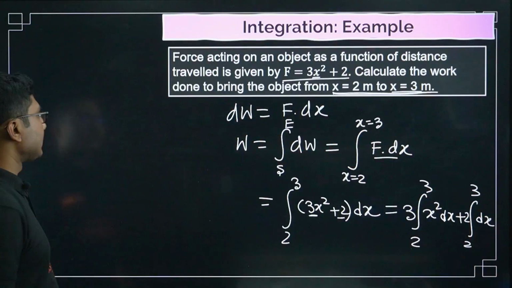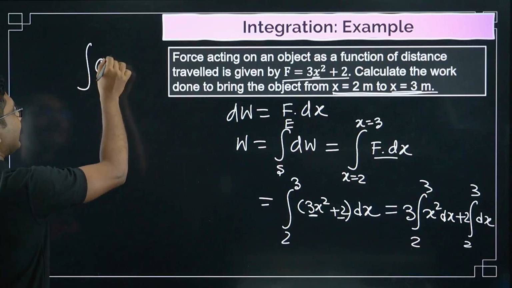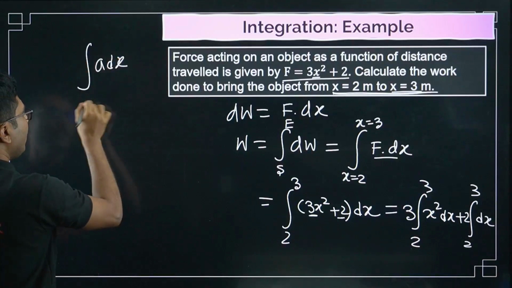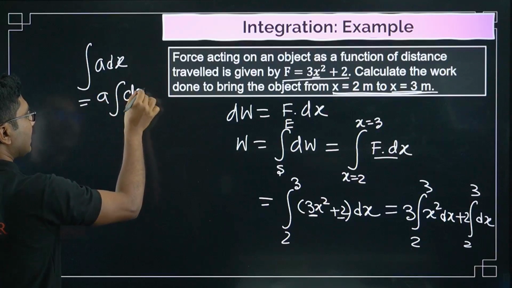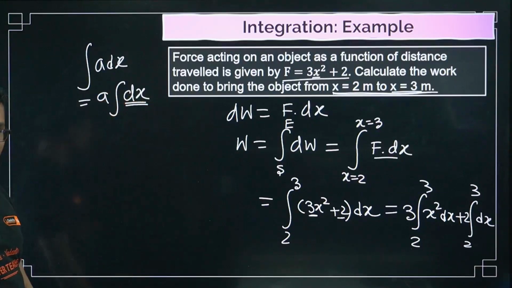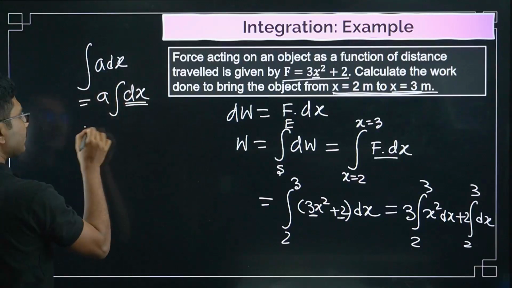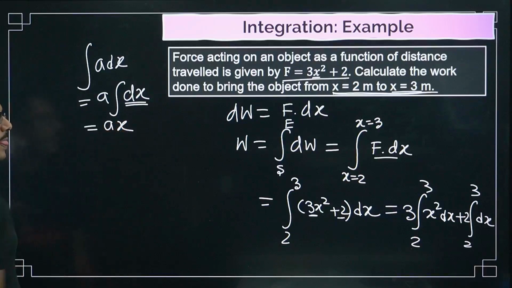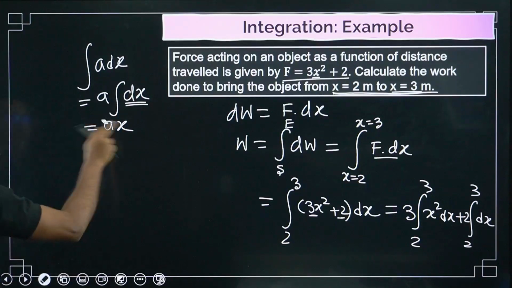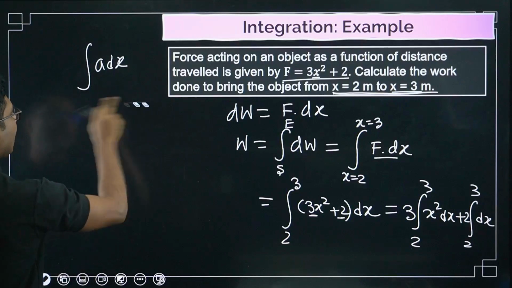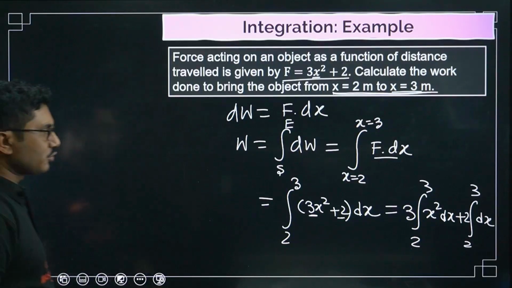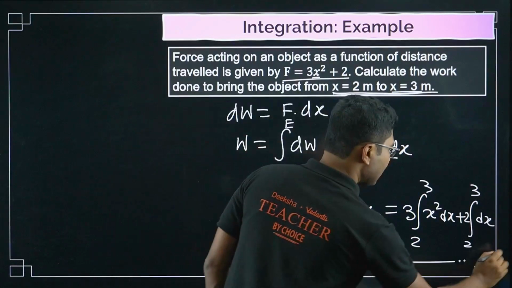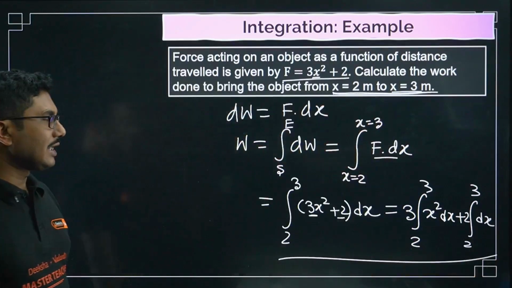Now the integral of a dx, I already showed you, can be written as the integration of a into dx. The integration of dx is just the opposite of differentiation, so it will be a into x. Now this is the first problem, that's why I am doing it like this. You need to do it simultaneously and shorten the steps. This is just because I am explaining.